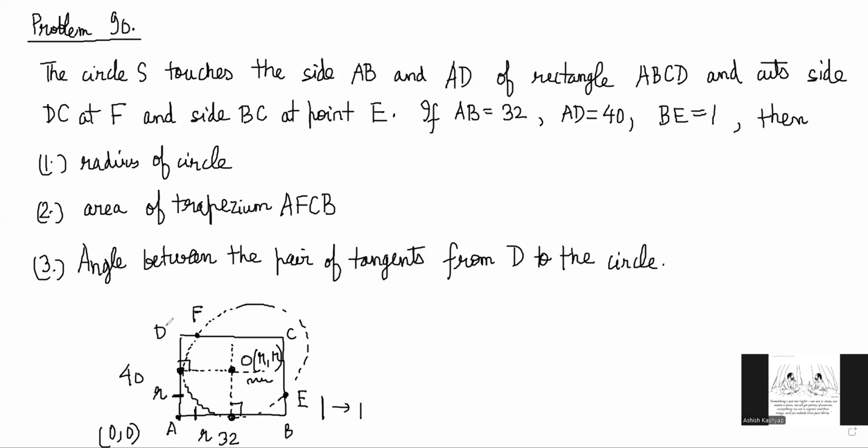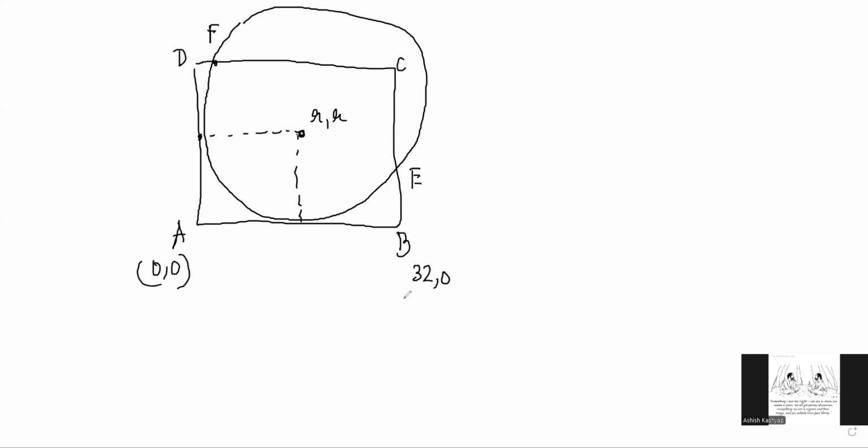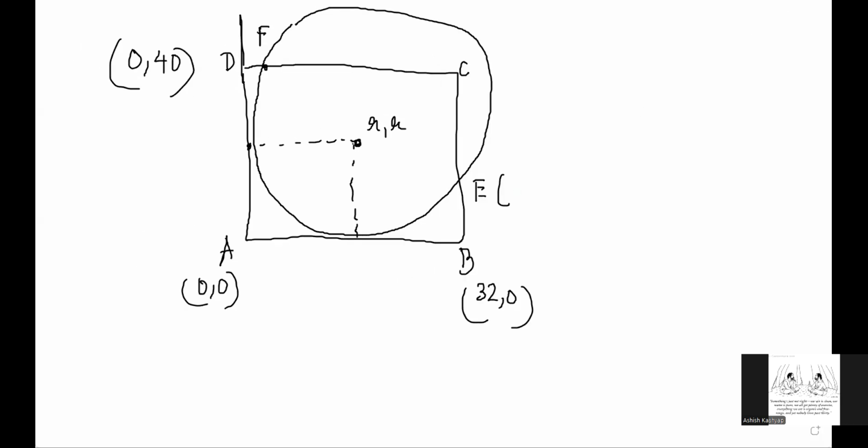So let me just work it out in the next screen. I will draw a bigger diagram. This is the situation, and there is a circle touching like this and like this, and this is my F, this is D, this is A, B, C, and this is E. So what I'm saying is the center of the circle is somewhere here, and this point is (r, r), this is (0, 0). They have given AB length as 32, so this is (32, 0). And let's say this is my y-axis, so this is (0, 40). And by the way, point E will be (32, 1), because BE length was given as 1. So (32, 1). This is my situation.